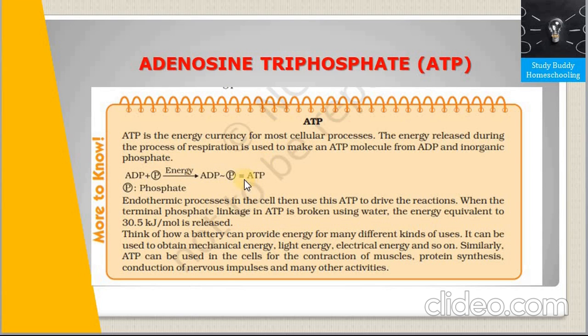So what happens is, if we have to break this ATP, it again gives us ADP plus phosphate with the release of some energy. What is that energy released? About 30.5 kilojoules per mole is released.